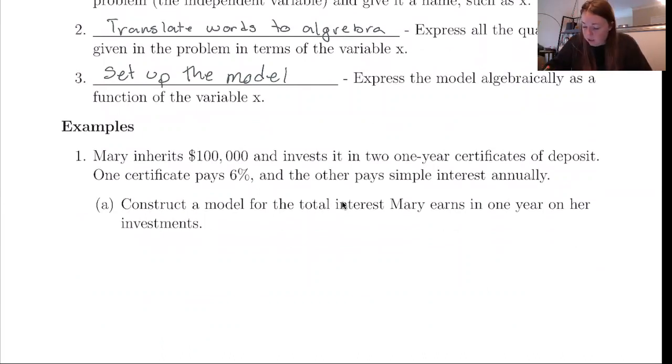So Mary inherits, oh, I always wrote this problem wrong. Mary inherits $10,000, great for her, and invests in 2-year certificates of deposit. One certificate pays 6% and the other pays 4.5% simple interest annually. All right.